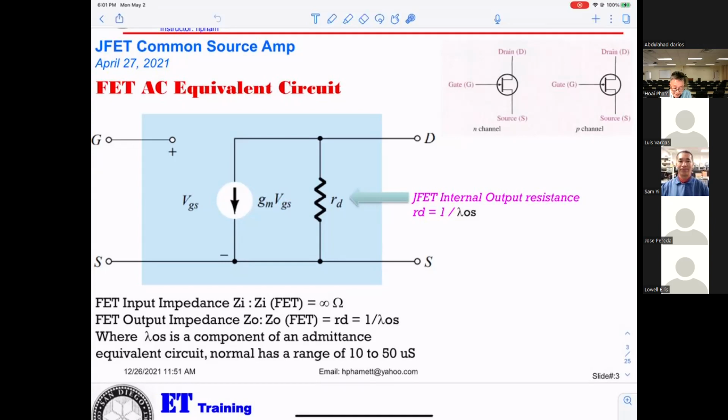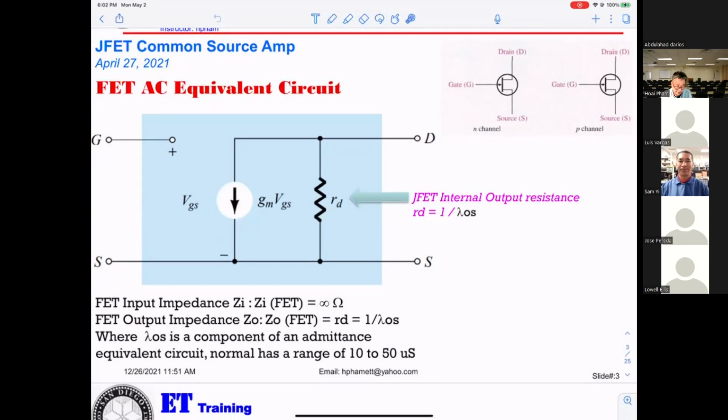Then you can see this resistor here. That's what they call the internal output resistance of the JFET. That means this is inside the JFET, and it is very big. So that's why they don't deal with that small rd. Basically, you only get from the drain to the source a current source with value Gm times VGS.